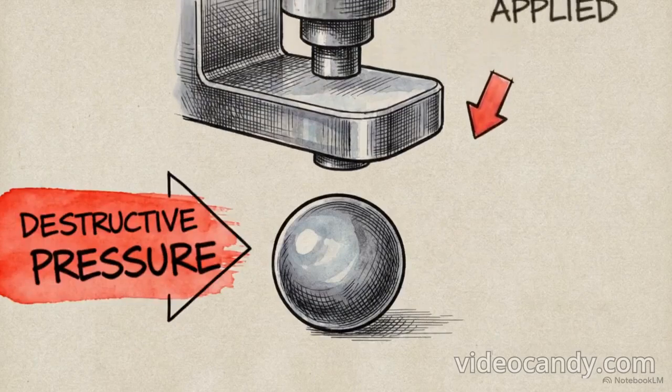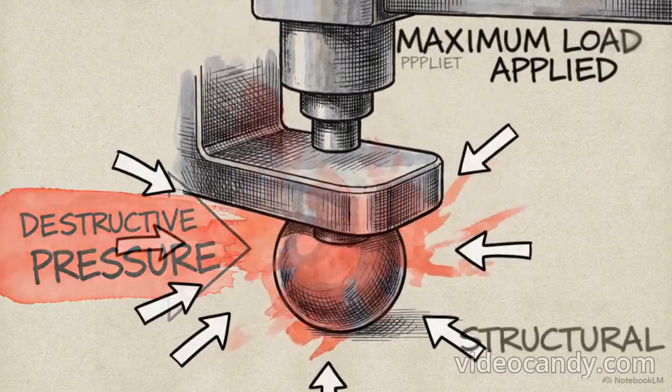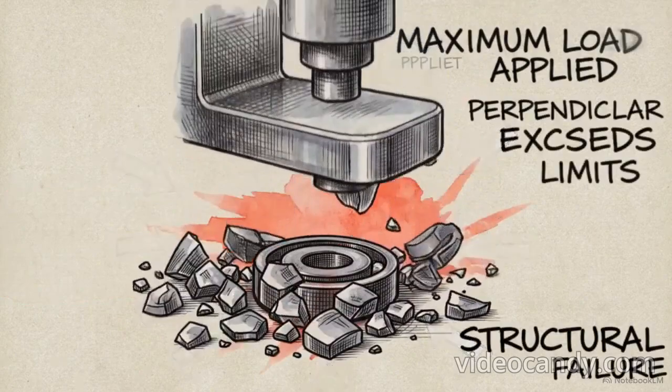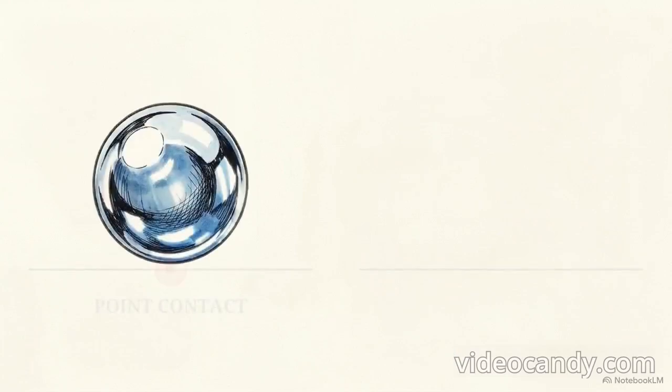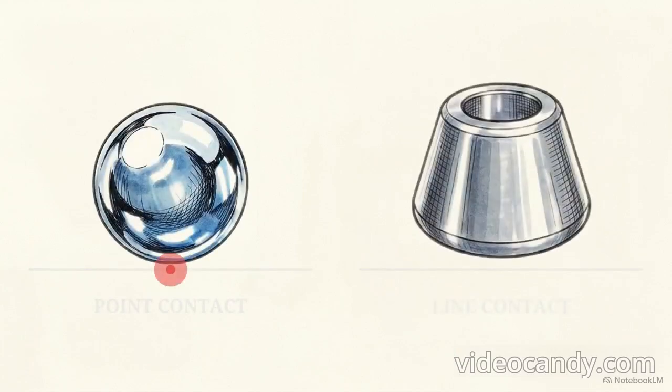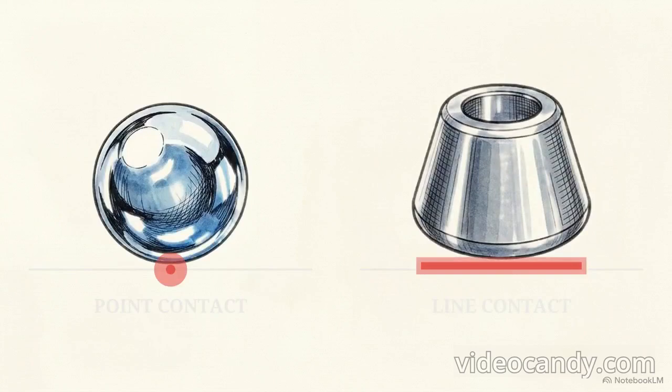But how do engineers support industrial forces that completely exceed the structural crushing limits of a standard steel sphere? The solution is to abandon the sphere entirely. Engineers replace them with cylindrical rollers, introducing the concept of line contact. A sphere only touches a track at a single point. A cylinder contacts the track across a wide rectangular line. This expanded footprint physically disperses the pressure, granting massive increases in radial rigidity and impact resistance.